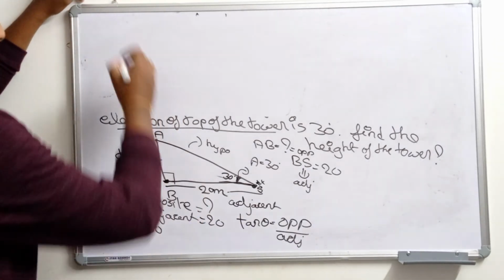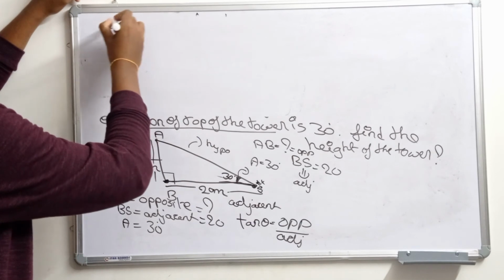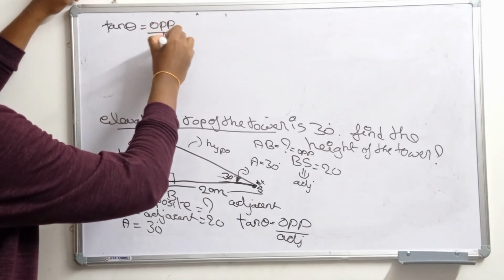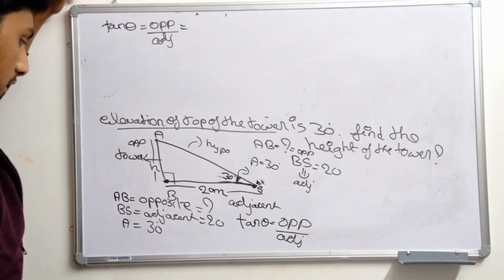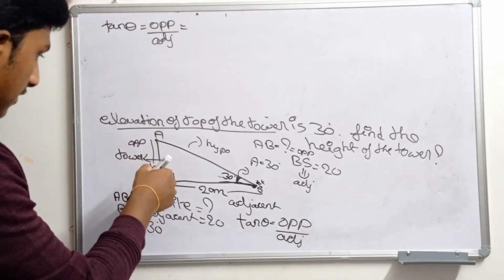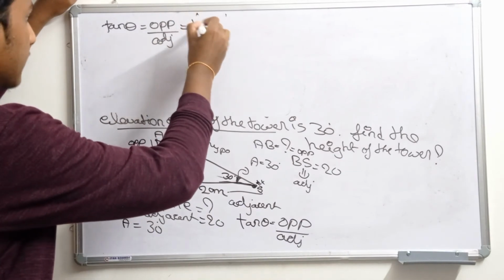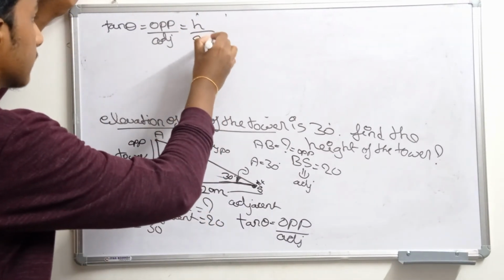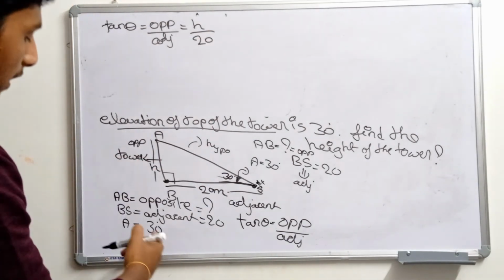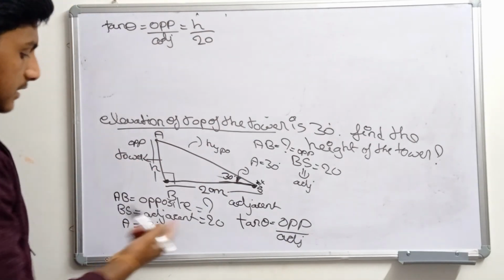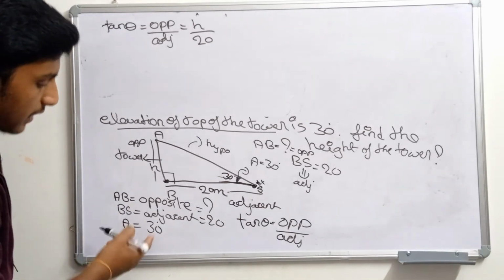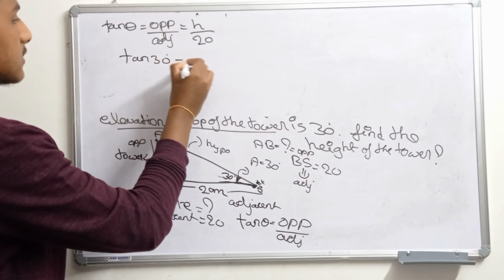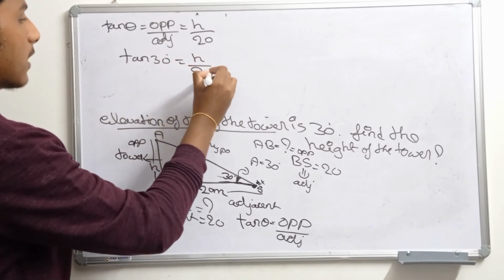Okay, tan theta is equals to opposite by adjacent. That means what is the opposite side? Opposite side is AB, which we have considered as H, so we need that. And what is the adjacent side? Adjacent side is 20. What is the value of theta? Theta means angle A. What is the value of A? 30 degrees. That means tan 30 degrees is equals to H by 20.